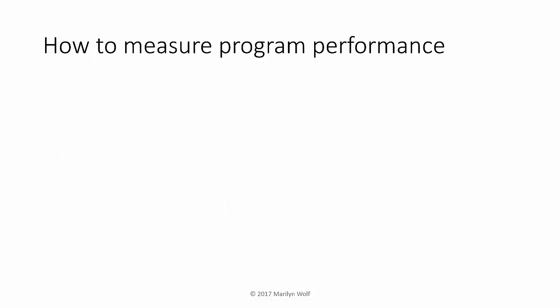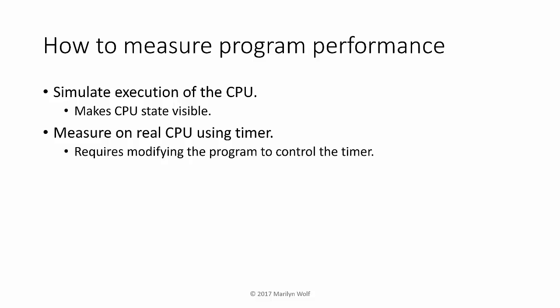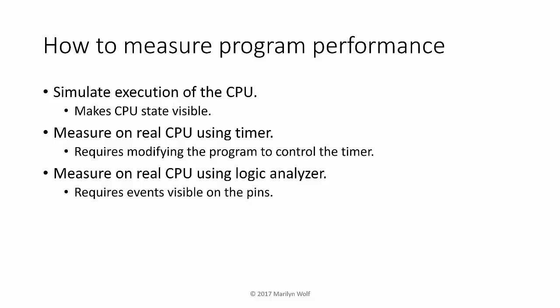We can measure program performance in several different ways. We can simulate the execution of the CPU. This has the added benefit of making the CPU state visible so we can better understand why the program execution takes the amount of time that it does. We can use a timer to measure the execution on a real CPU. This requires modifying the program to control the timer. We can also use a logic analyzer or other external equipment to measure performance, but this requires that we can generate events on the pins of the processor that we can see using our equipment.